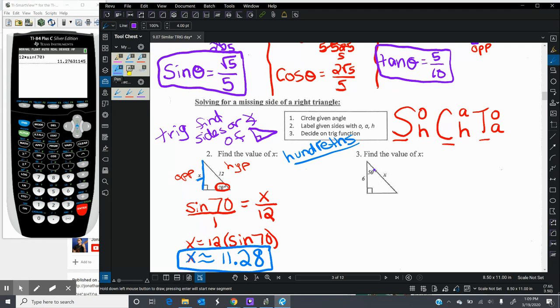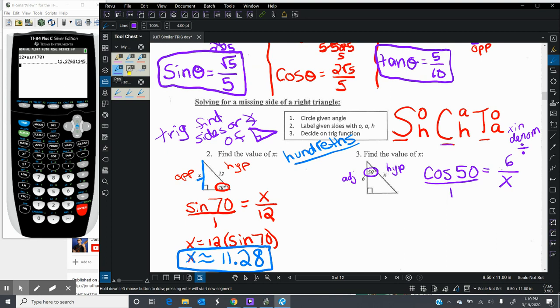So looking at exercise 3, circle our angle 50 degrees. We're given the adjacent side. We're given the hypotenuse. So adjacent and hypotenuse is a cosine function. So we're going to write cosine 50 equals the adjacent side 6 over x. And this one's a little tricky. The little hint I have is that x in the denominator means division. We're going to divide something.